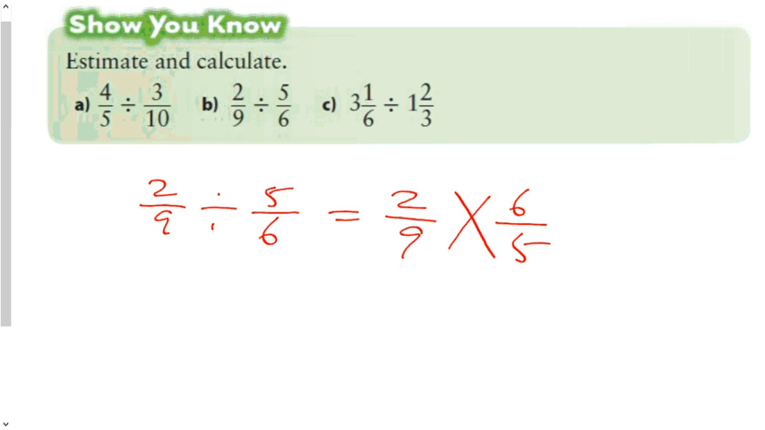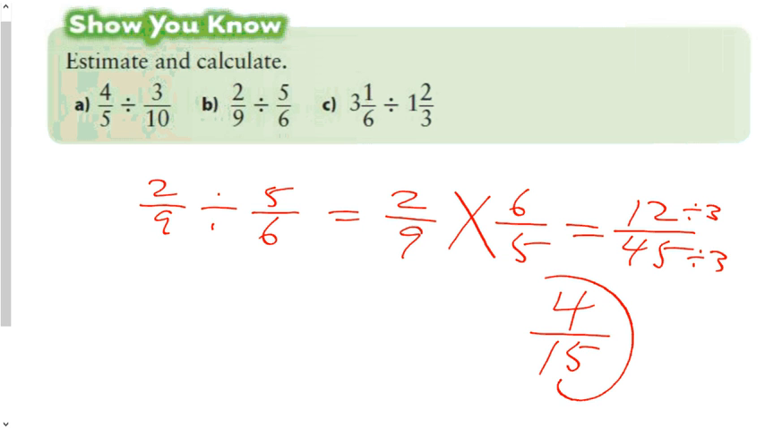Now, I know from the previous question I'm able to get the same answer. So if I multiply the numerators here, I get 12. If I multiply the denominators, I get 45. Some people think that's lowest terms, but it's not because both are divisible by 3. And I end up getting 4/15 as my final answer. So the answer for B, using multiplication by the reciprocal, would be 4/15.